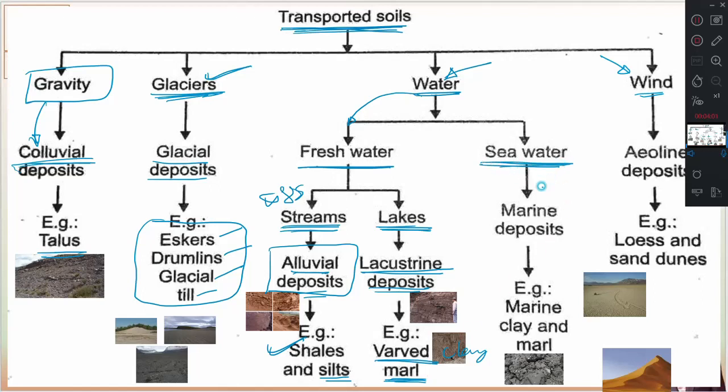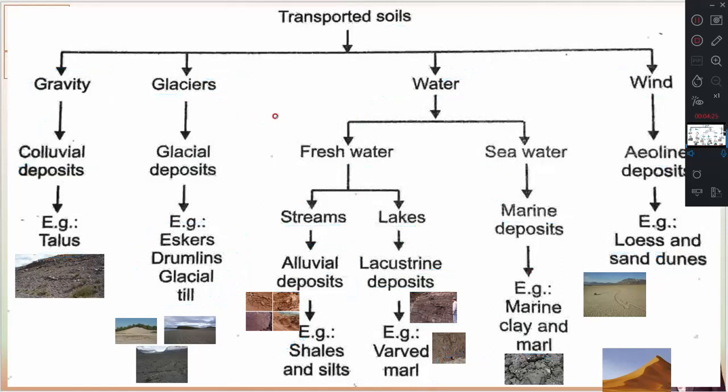Then sea deposit water is a marine deposit. Marine means sea, marine deposits. Example is marine clay or marl. Marl is here also and here also. Okay. Then wind transported soil, that is the aeolian deposits. Example is loess or sand dunes. This slide is very important. Here almost all terms are covered and they are all your transported soil. Go through it once again.